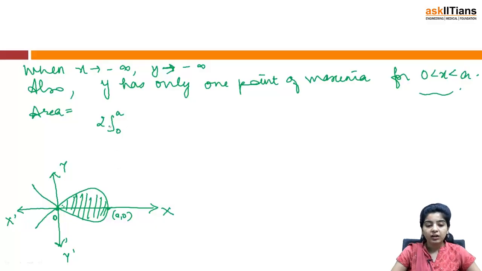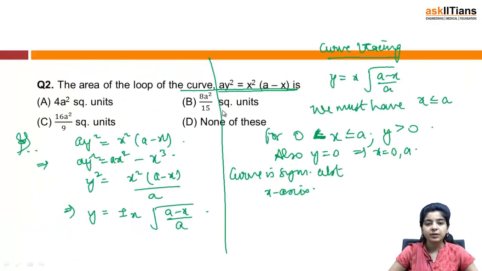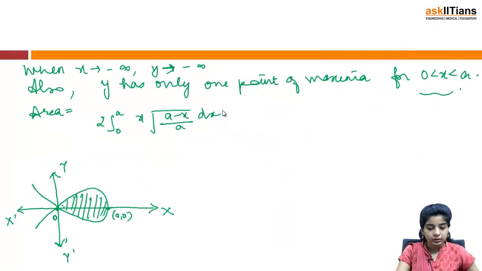So that will be equal to twice the integral 0 to a of x under root a minus x by a dx. Twice the integral 0 to a of y dx, and y was x under root a minus x by a. So area is twice the integral 0 to a of x under root a minus x by a dx. So now we just need to find out this.